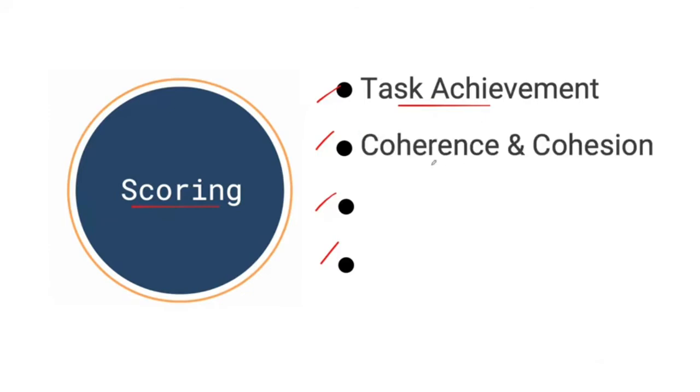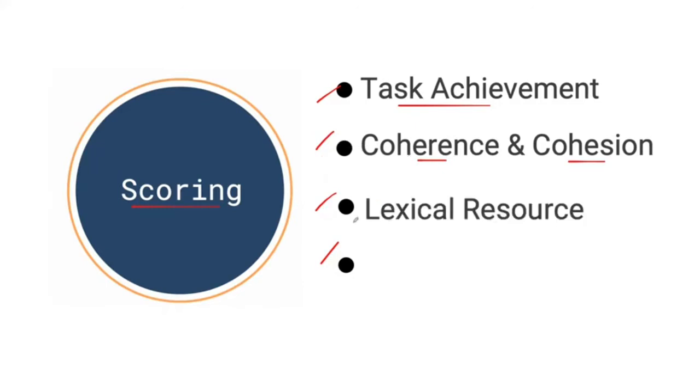The second is coherence and cohesion. This just means your essay is easy to understand, it's clear, and it's logical. And so the way we are going to group the data is going to be very important for this point. That's why the outline should really be followed meticulously.